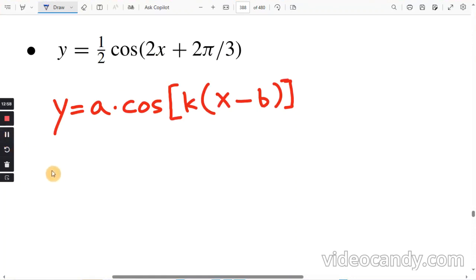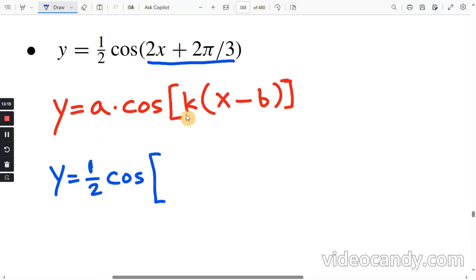So we have y equals, and the value for A, 1/2 cosine, that doesn't change. So that's going to be 1/2 cosine. And I'm going to use my brackets here. This is the angle right here. I'm going to factor out a 2. So 2x divided by 2 is just x. And 2 pi over 3 divided by 2 is just pi over 3. Close the parentheses, close the brackets.